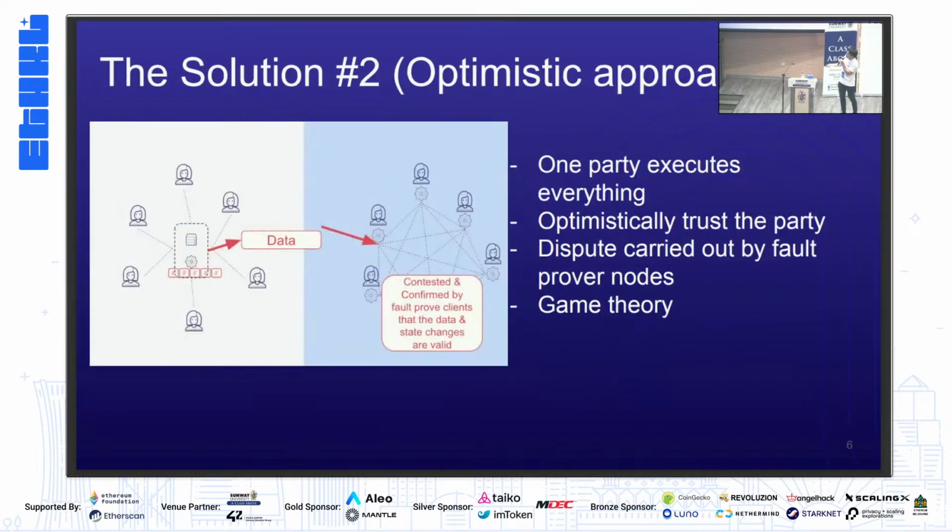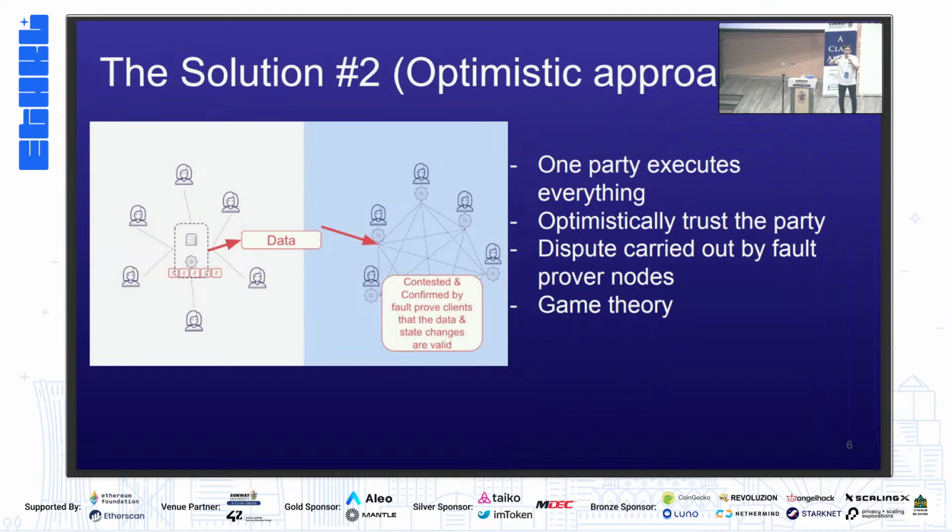So the second approach that people have come up with, which has already been done, is what we call the optimistic approach. What happens is that one single party will run this very heavy execution, but only one. This person will send the data to layer one, and optimistically, that means you do not verify yet, but you trust that the execution is done correctly.